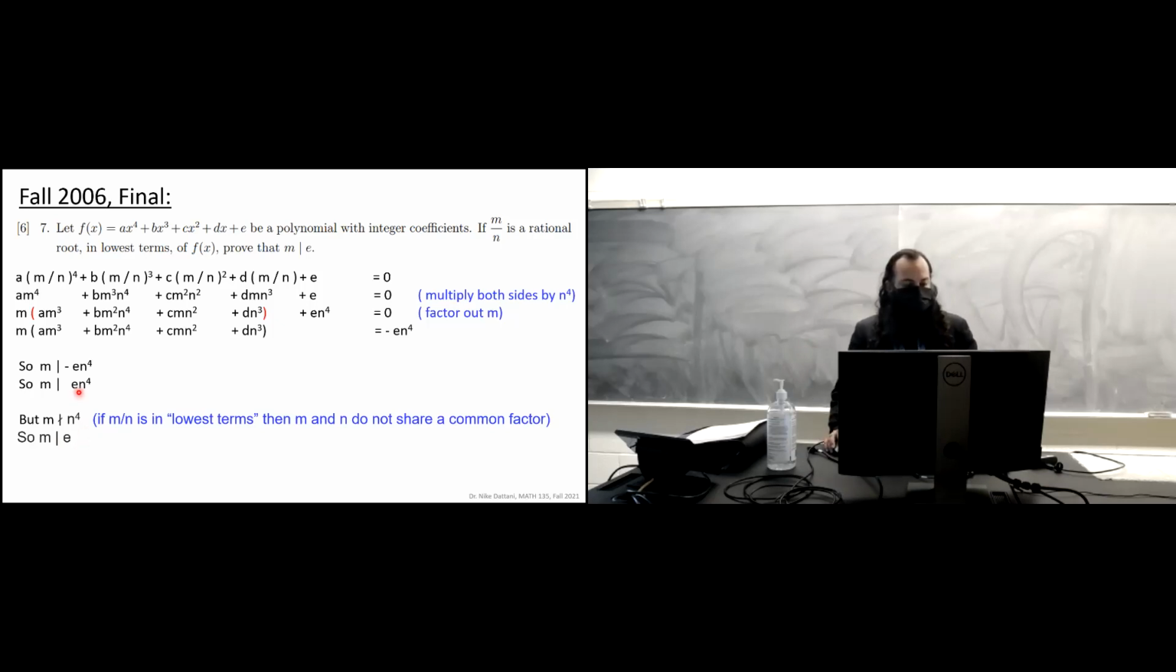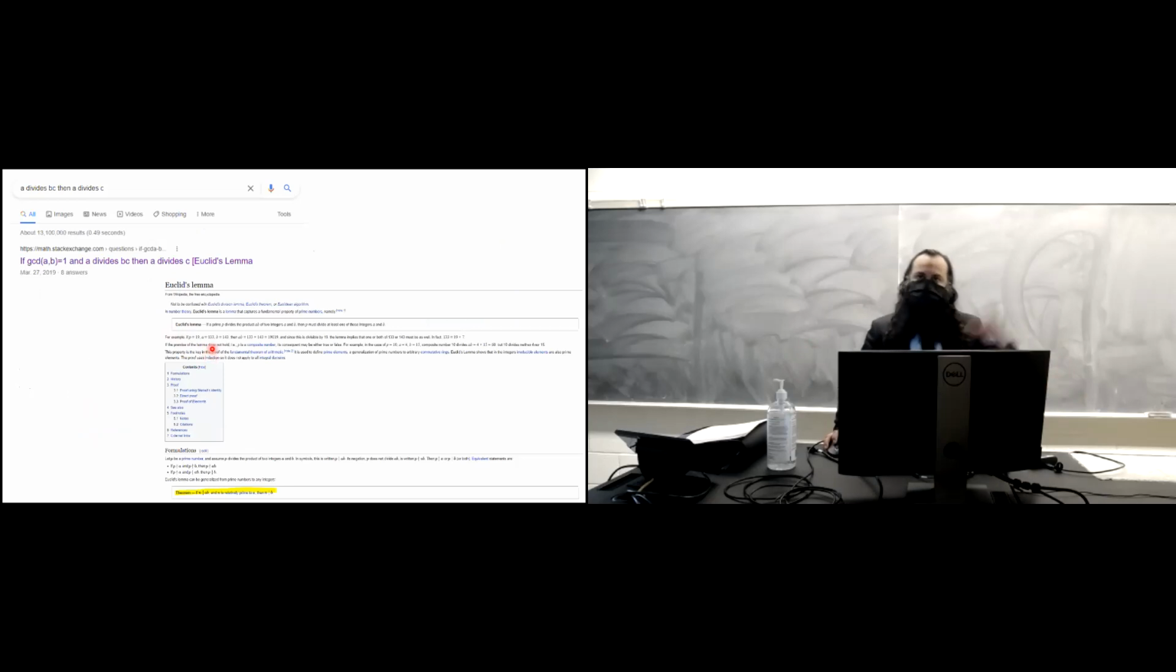Okay, so m divides e because m divides this and m doesn't divide that. But is the last step okay? Let me Google this. This isn't a theorem in the course notes yet. So A divides BC, then does A divide C? If A divides this product, then does it necessarily divide C? The first thing I find on Google is: if the GCD of A and B equals 1 and A divides BC, then A divides C. That is a theorem. It's called Euclid's lemma. All right, so it is true.